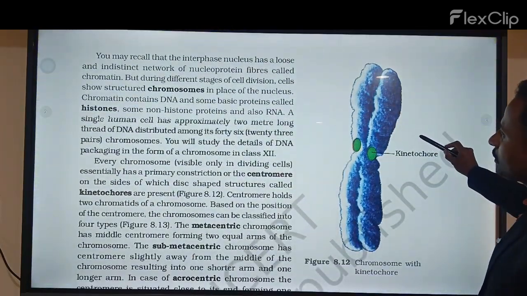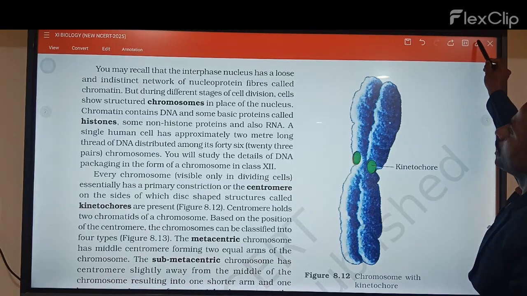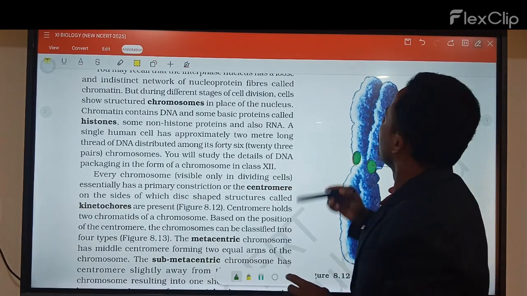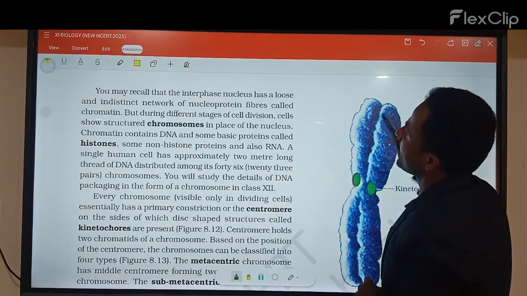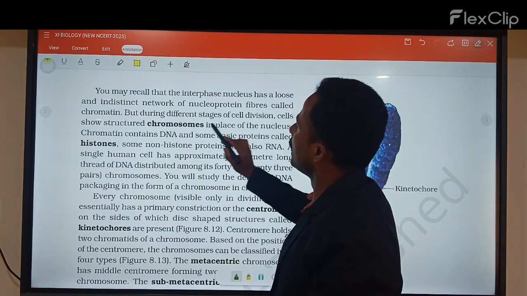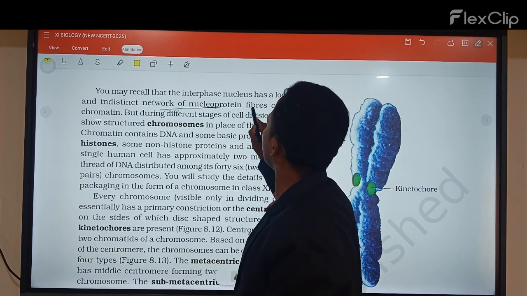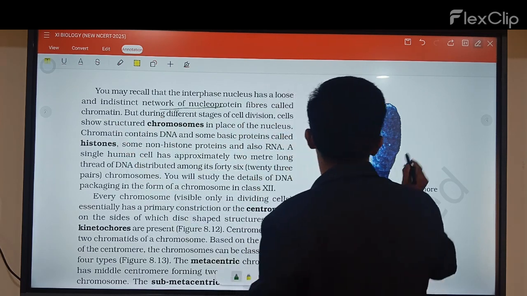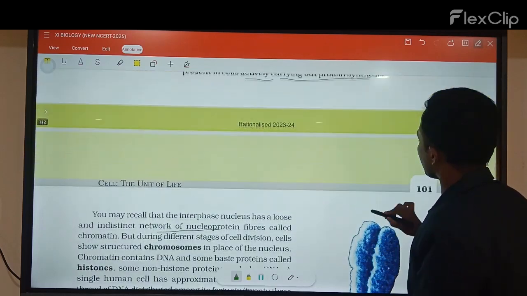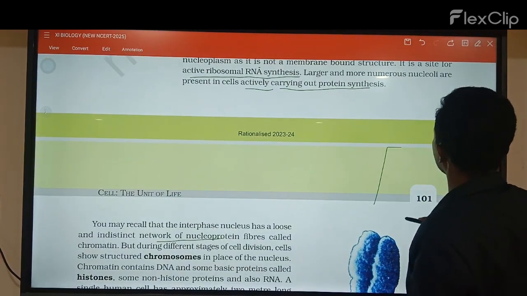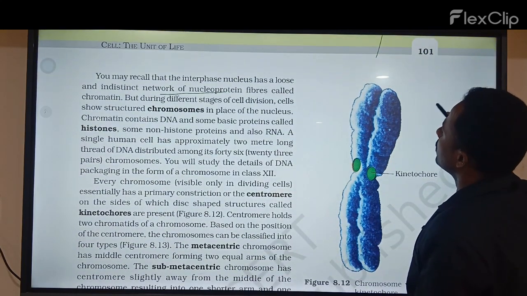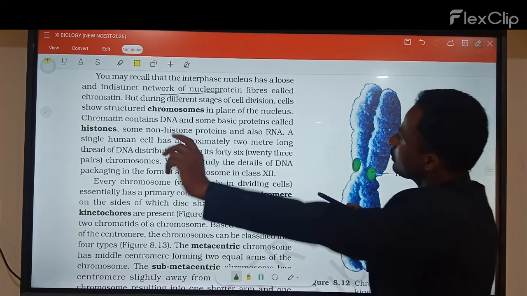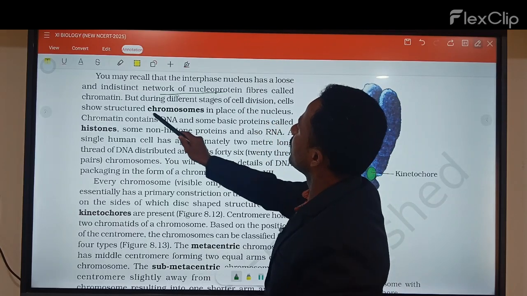Now, you may recall that the interface of the nucleus, the loose, thin network of nucleoprotein fibers, is called chromatin. So when we observe here, completely one chromatin is given here, clearly.